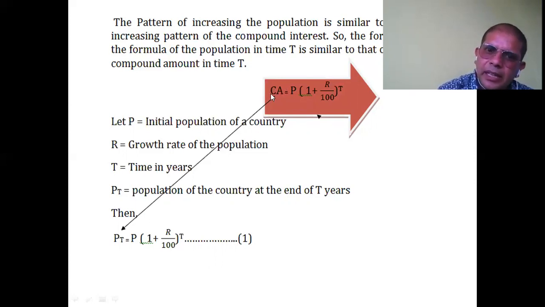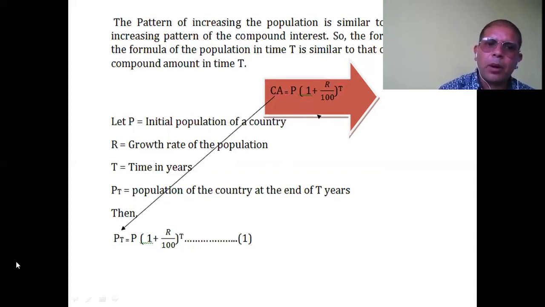In the place of CA, you can write down here Pt. It is the new population, and all terms are the same, but P is the initial population of a country or village, town, locality, you can say. R is the growth rate of population. It is the rate of growth. And T is time in years. You should take it always in years. You should convert your time into years.